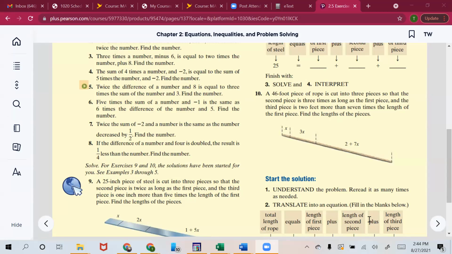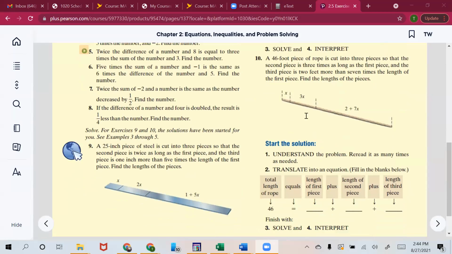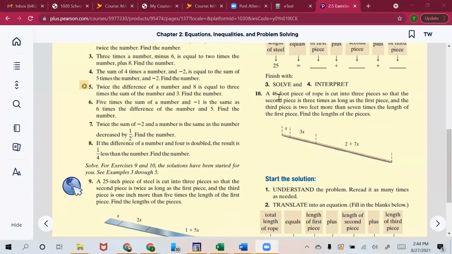Let's go on and look at number, let's do 10. So number 10, a 46-foot piece of rope is cut into 3 pieces so that the second piece is 3 times as long as the first piece, and the third piece is 2 feet more than 7 times the length of the first piece. Find the lengths of the pieces.